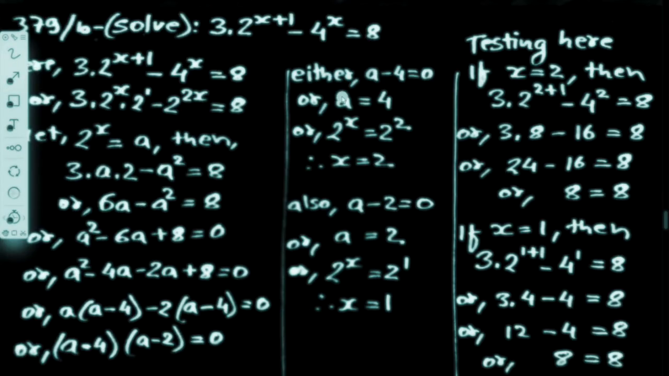Here is the next problem, problem number 379 by B, solve. The given equation is 3 into 2 power x plus 1 minus 4 power x equals 8. From this equation we should get the value of x.